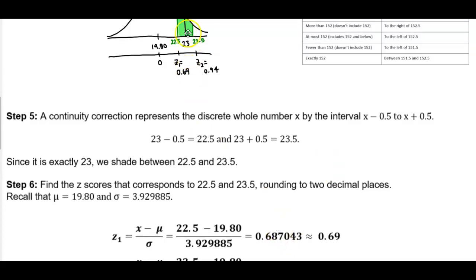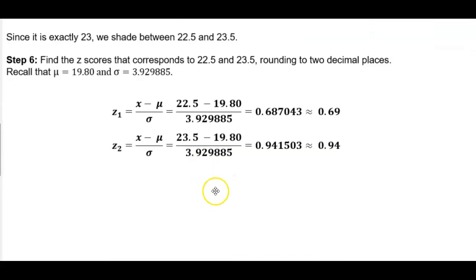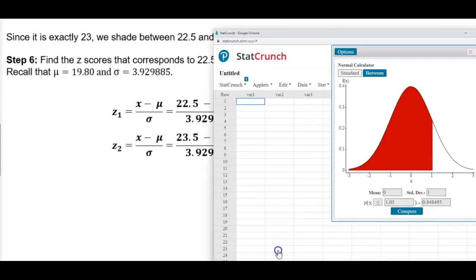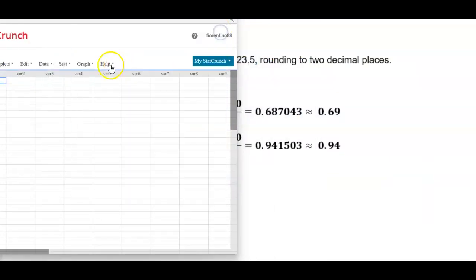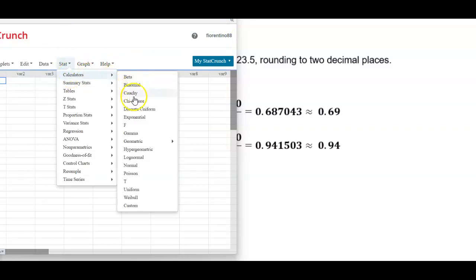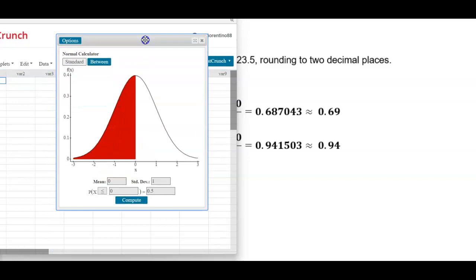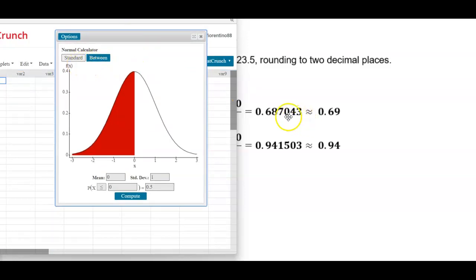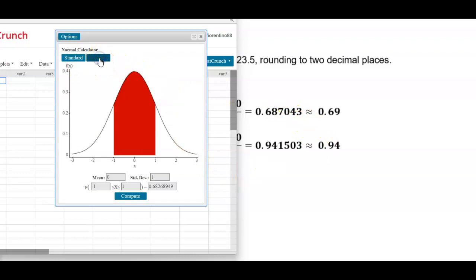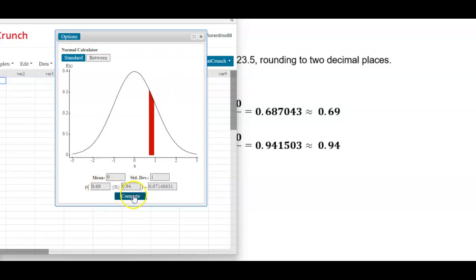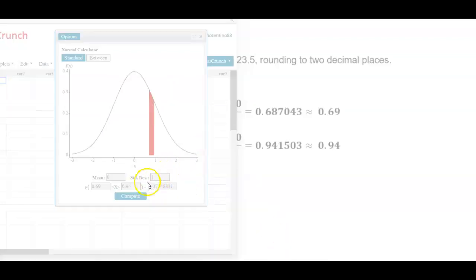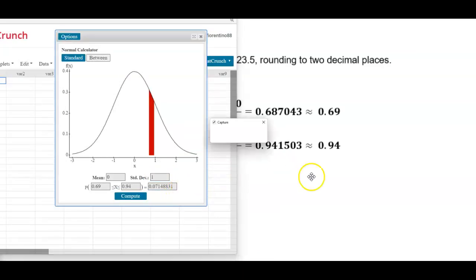Now we want to find the area in between those two z-scores. We're going to use StatCrunch. Let's open up StatCrunch and go to Stat, Calculators, and then scroll all the way down to Normal. Since we're looking for between the two values, we want to make sure that we select Between. We know that our mean is 0 and our standard deviation is 1. The value on the left side is 0.69, and the value on the right is 0.94, and then we select Compute. That gives us the probability that we're looking for.